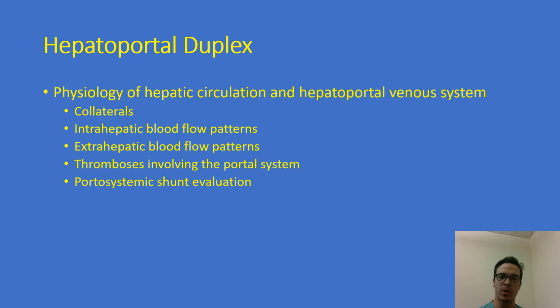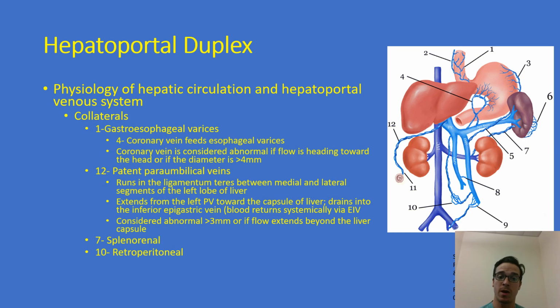As we move forward in the curriculum for the RPVI, we will now go over the physiology of hepatic circulation and hepatoportal venous system. We'll discuss collaterals, intrahepatic blood flow patterns, extrahepatic blood flow patterns, thrombosis involving the portal system, and portal systemic shunt evaluation. The hepatic circulation and hepatoportal venous system have many different collateral pathways. These can be seen in the diagram to the right.